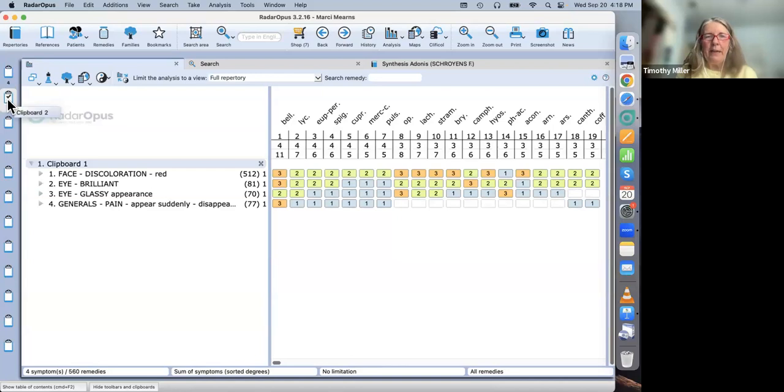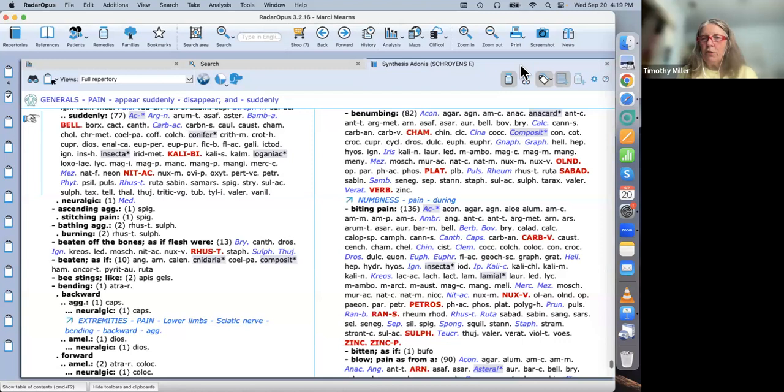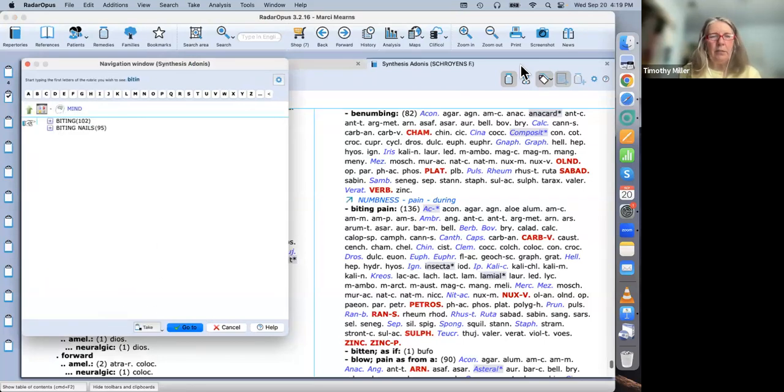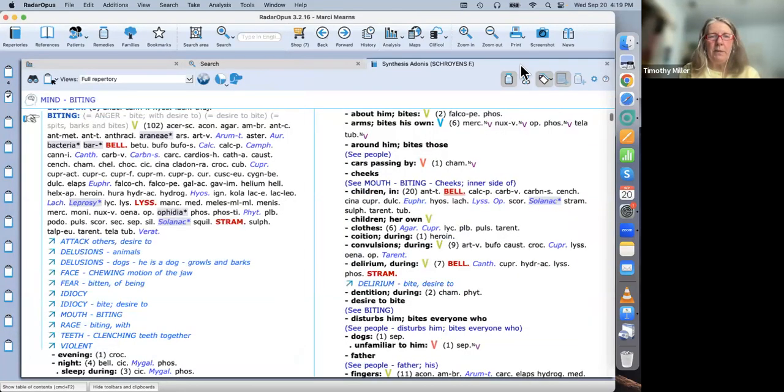Okay, why do I care? Because when I go back into my repertory and I want to use that same quick shortcut of the equal sign, those new symptoms that I'm now going to repertorize in a separate section will go onto that new default clipboard. Okay, so where's our biting? Mind, biting. It's about that simple. Mind, biting. That's a nice big rubric, isn't it? I'm just going to go ahead and, again, using the equal sign, it goes right into my second clipboard.